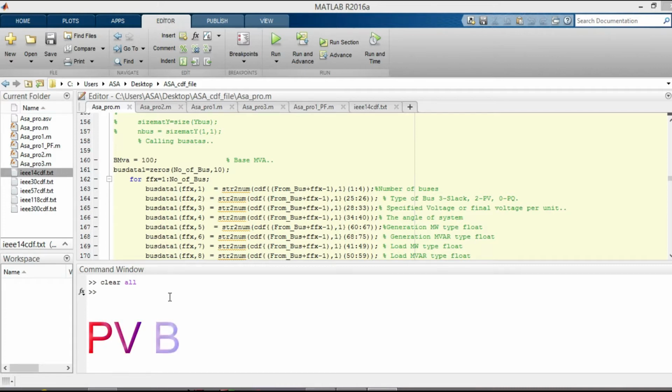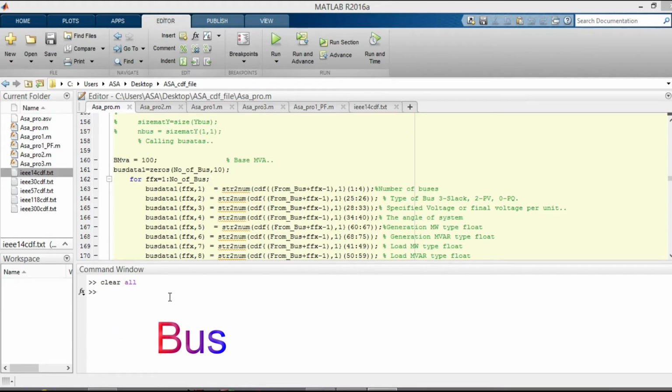In PV buses, generators are connected. So the power generation and voltage are controlled through a prime mover and the generator excitation. So we need to find the reactive power and the unknown angle delta. The load bus, which is also called the PQ bus, has no generators connected. So the aim is to find the bus voltage magnitude and its angle.